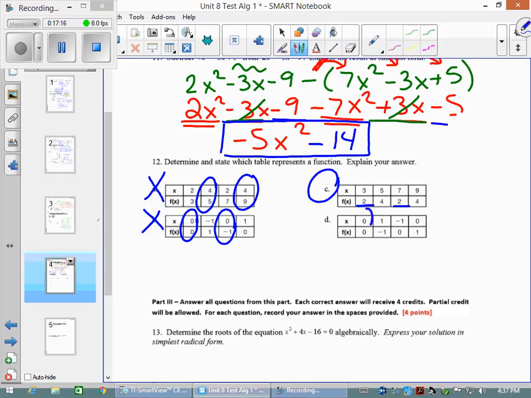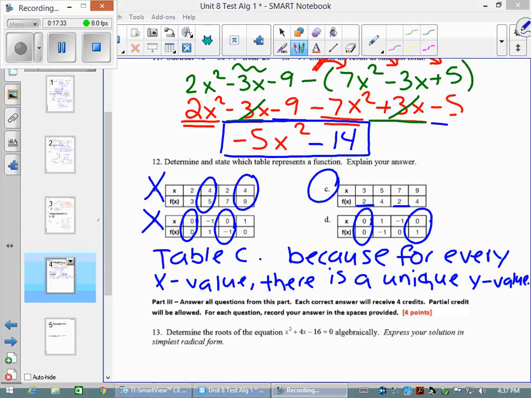And the reason why, so I'm going to say table C, and this is a function because for every x value in the table, there is a unique y value. Or you could also say that the x values do not repeat.